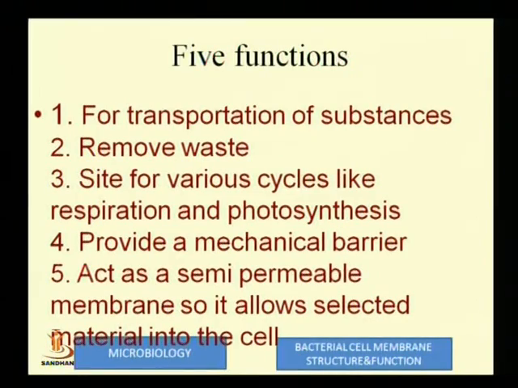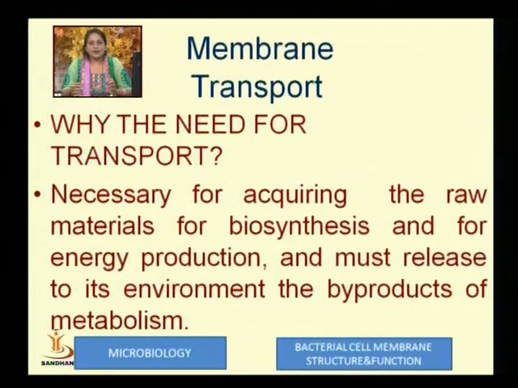So there are five important functions of the cell membrane, and they are: first one, the cell membrane is required for the transportation of substances. Second, it is required for removal of waste. Third one, it is the site for various cycles like respiration and photosynthesis. Fourth one, it provides a mechanical barrier. Fifth one, it acts as a semi-permeable membrane, so it allows selected material into the cell, just like a traffic cop. Now the other part of the function will be discussed by Asma ma'am.